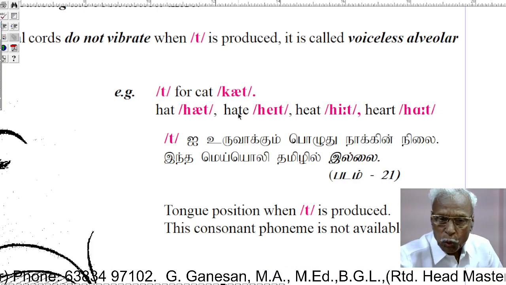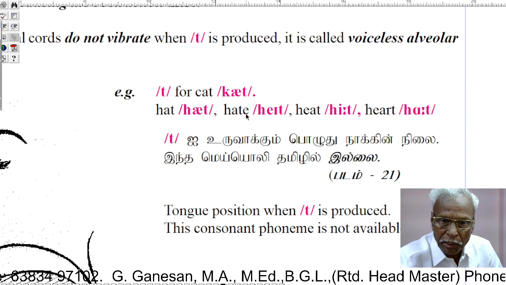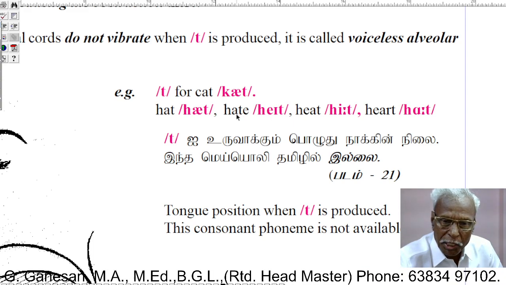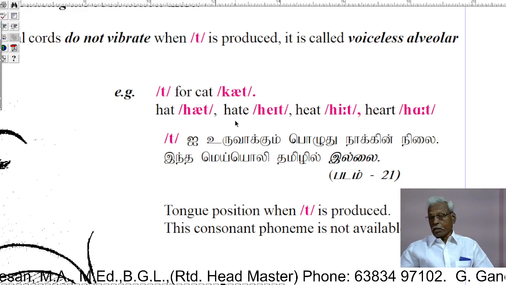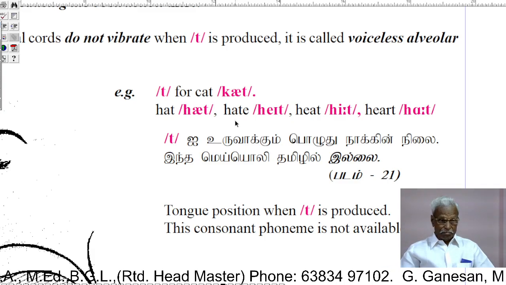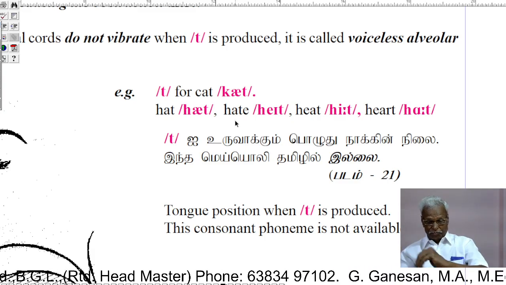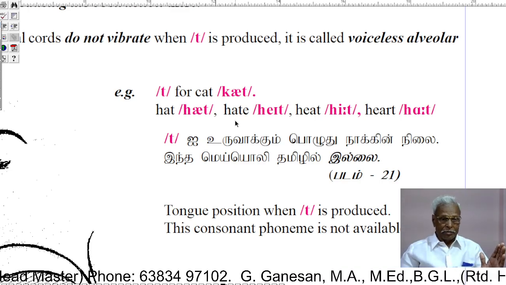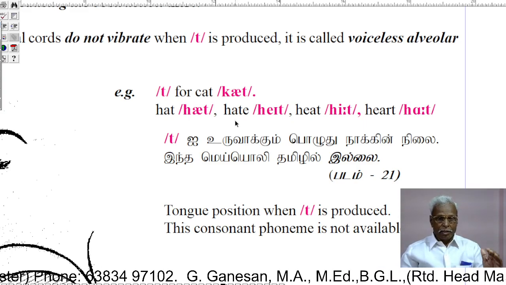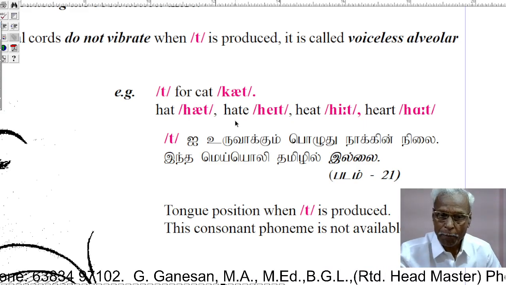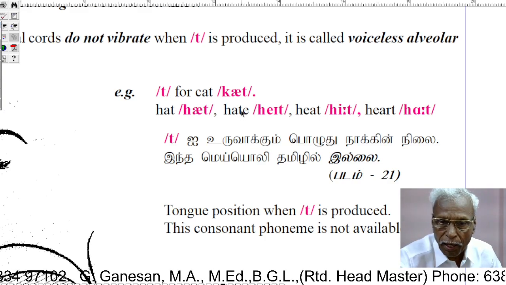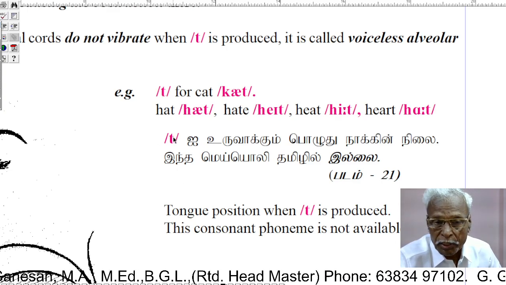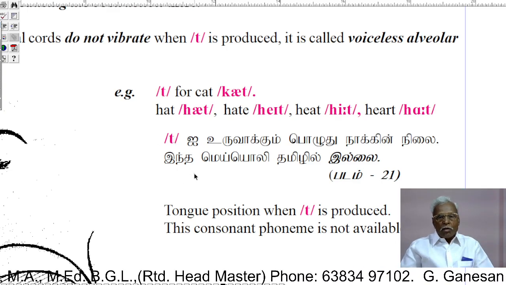That is, when a syllable ends with E, preceded by a single T and preceded by A, it should be pronounced as A. Eight. Eat. It. M-A-D-E, made, not mad. Made. Make. Cake. Okay? Hat, hate, heat, heart. For example, /t/. This /t/ phoneme is not available in Tamil.